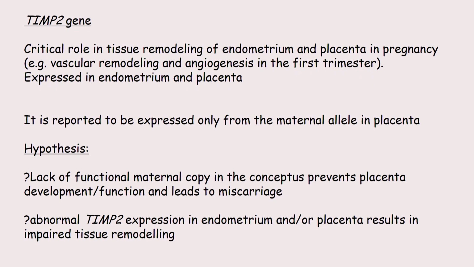It is also interesting that it is reported to be expressed only from the maternal allele in the placenta. So we can hypothesize that maybe the lack of the functional maternal copy, inherited by the multiple miscarriages, prevents placenta development and function and leads to miscarriage, because the paternal copy would be inactive due to imprinting.